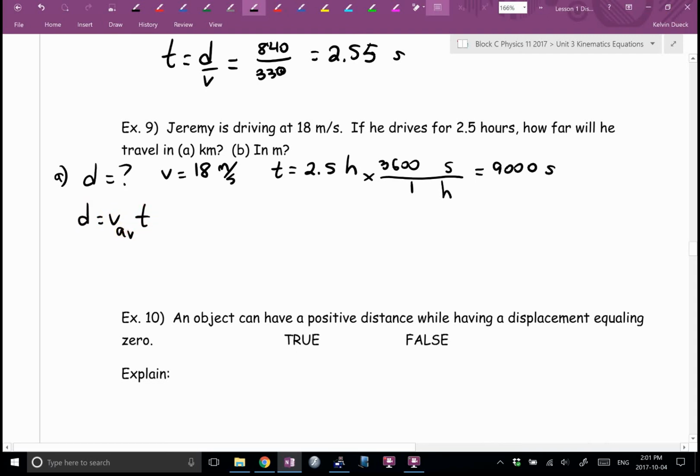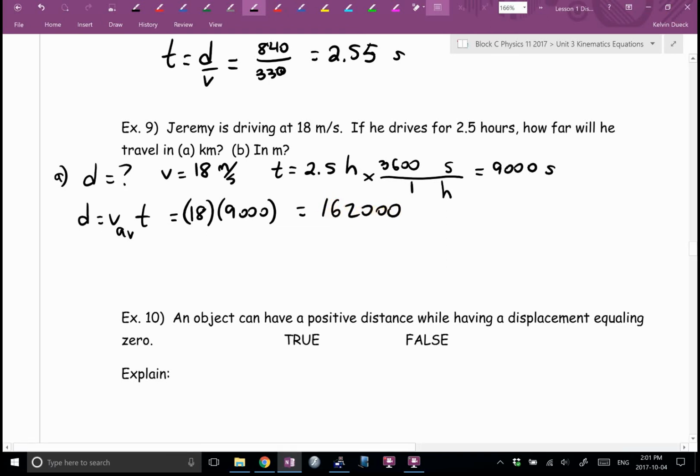Yes? Okay. D equals average speed times time, which is going to be average speed 18 times 9,000. Do that one in your head, Mr. Duke. Okay. It's going to be 9,000 plus 7,200. It's going to be 16,200. Double check me. Am I wrong? I missed a zero. 162,000, not 16,200. Forgot to carry a zero.